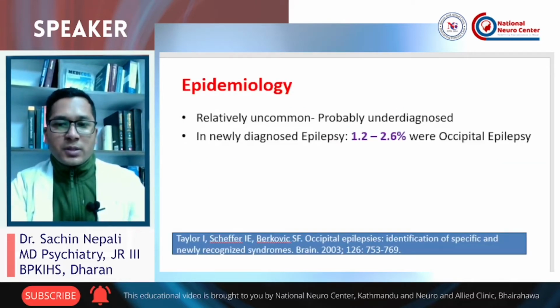Regarding epidemiology, this has been taken from the article which has been mentioned in the slide. As per that article, this is relatively uncommon, probably because of underdiagnosed cases. And as per that article, in newly diagnosed epilepsy cases, occipital epilepsy was found in 1.2 to 2.6%. That means from this we can also know that the cases are relatively fewer cases of occipital lobe epilepsy.